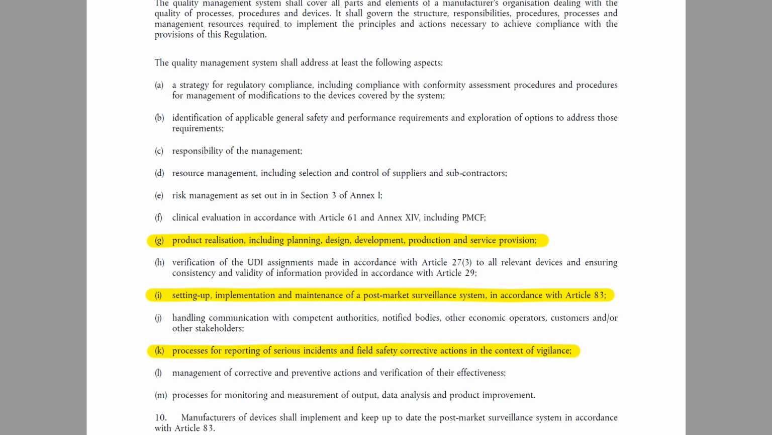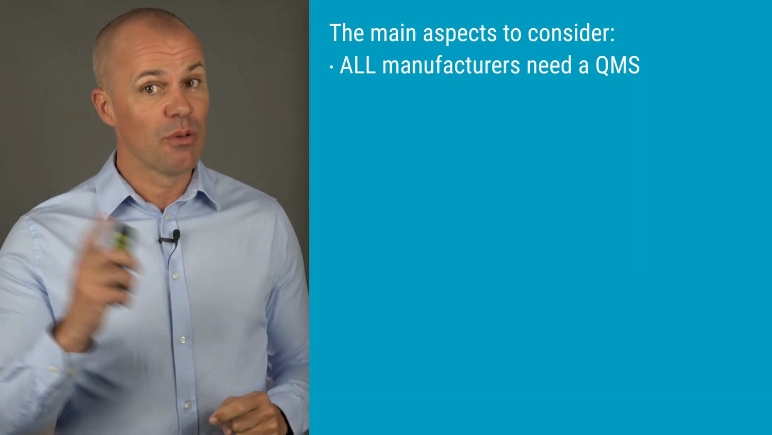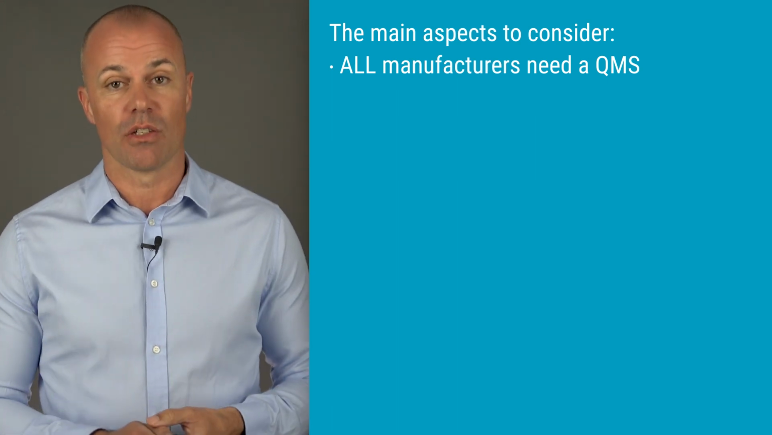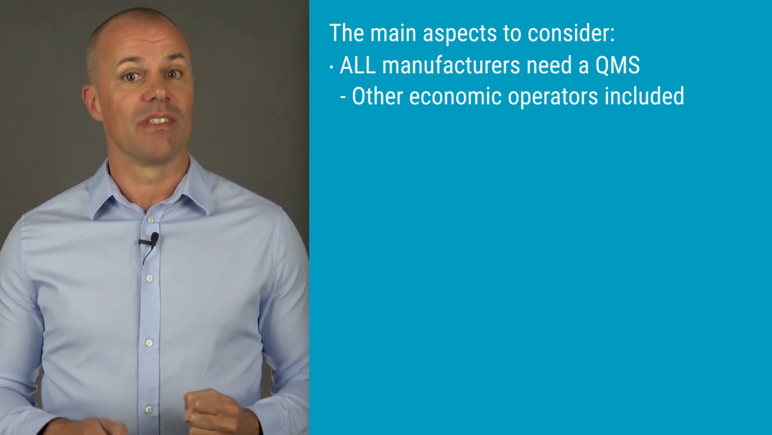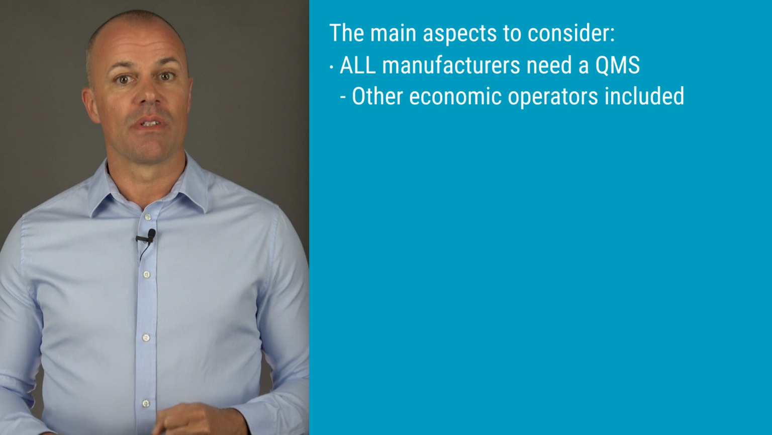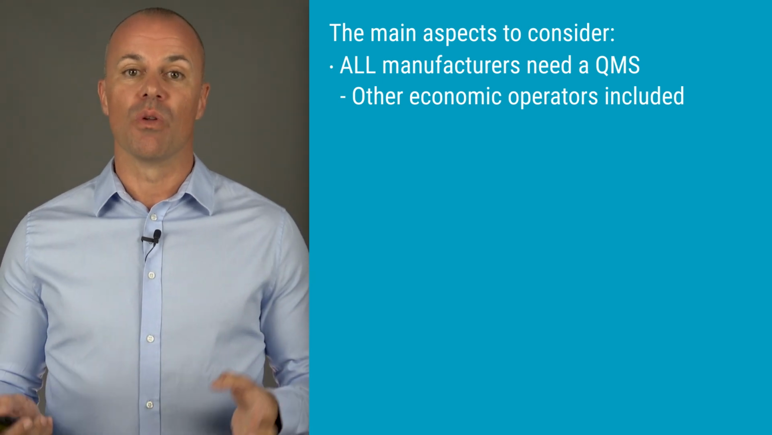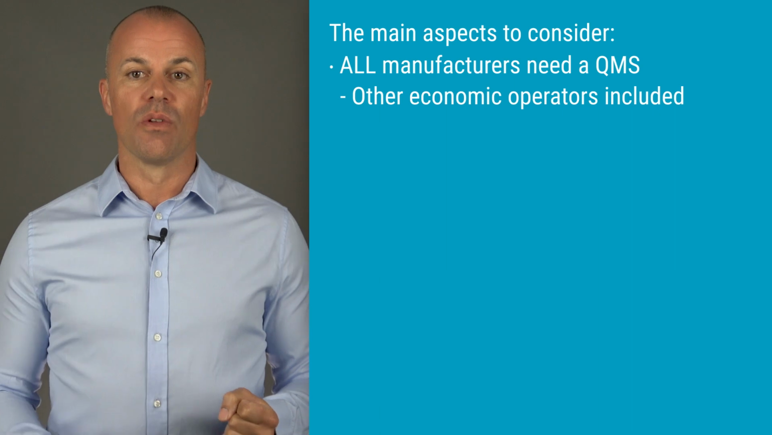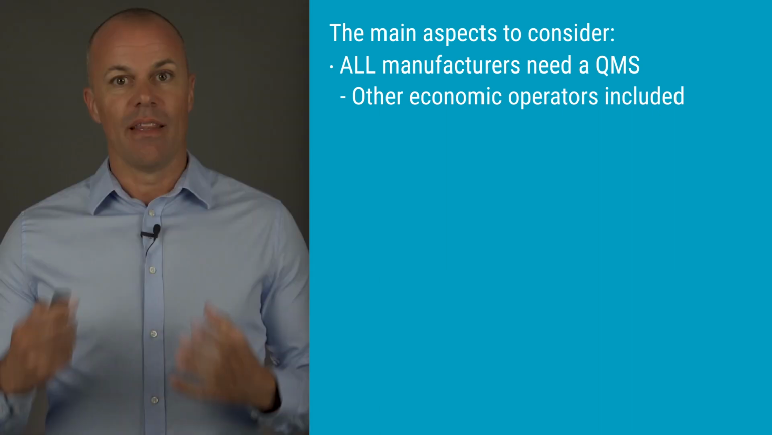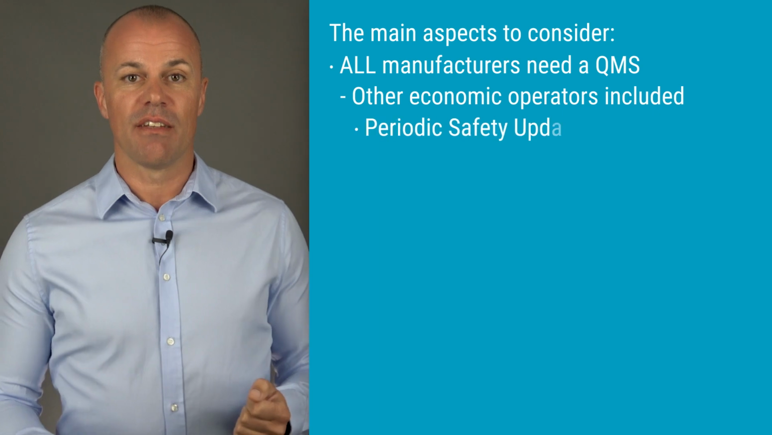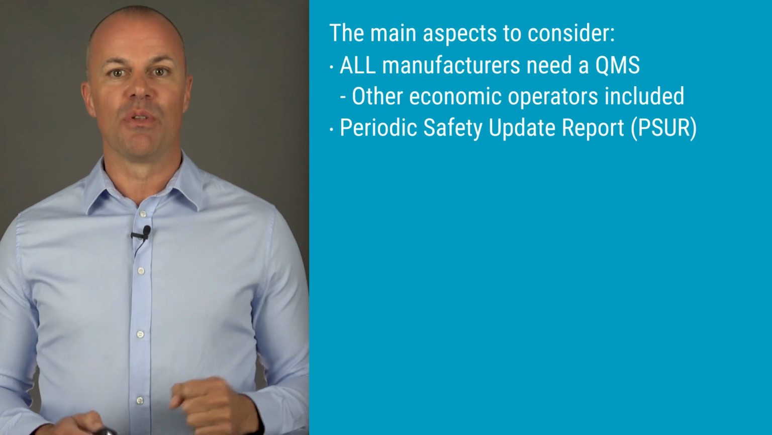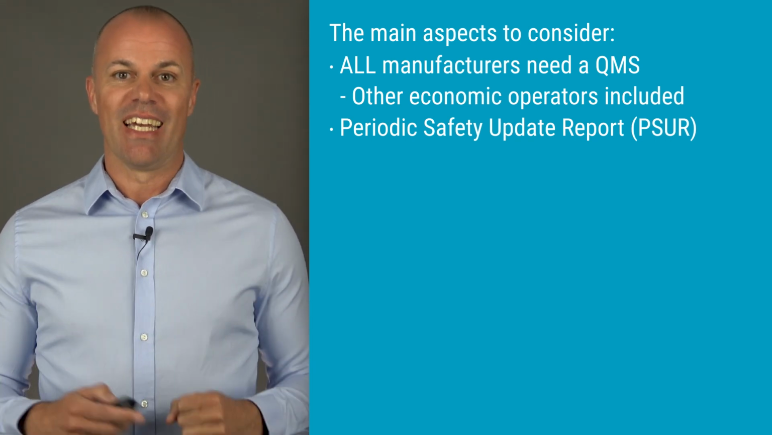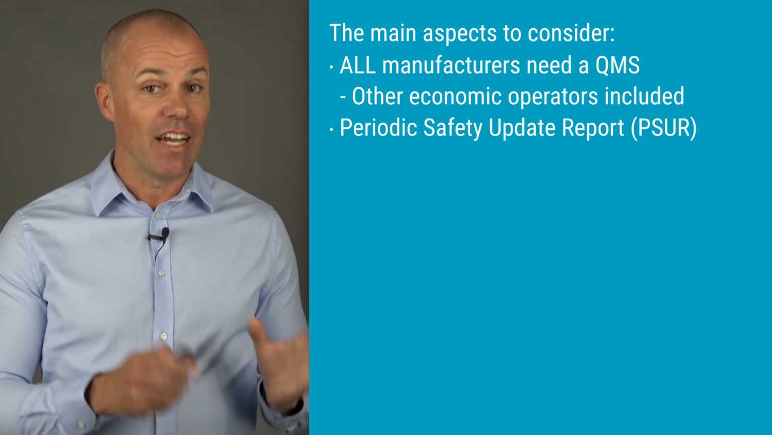Just for clarification, having a QMS also applies to Class 1 manufacturers. However, you don't need a notified body if you only have Class 1 products. Having a quality management system applies to importers and distributors as well to some extent. And these importers and distributors are some types of what we call economic operators that also need to follow the MDR. Then we have something called Periodic Safety Update Reports, or PSUR. These can be seen as the results and output of the post-market surveillance plan, and they need to be documented and made available.